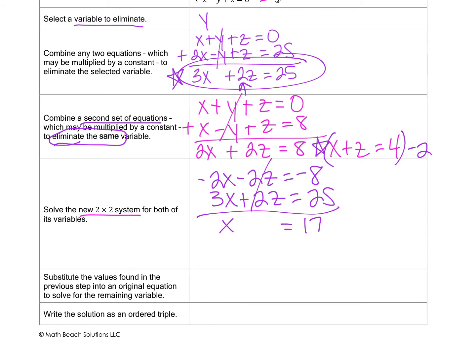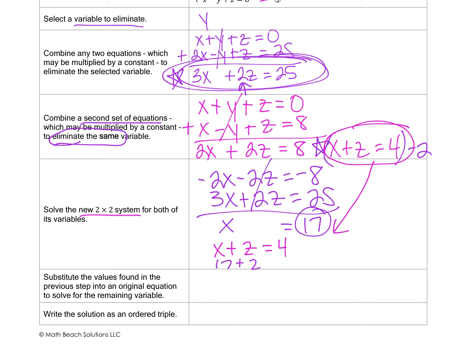So once you find that, I would plug it back into either this equation or this equation to find your other variables. So I'm going to use this one. X plus z equals 4. So I'm going to plug in. We found x to be 17. Subtract 17. And you get z equals -13.